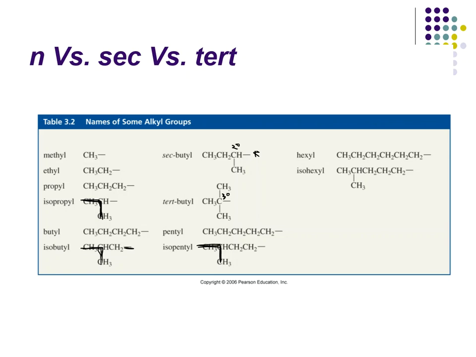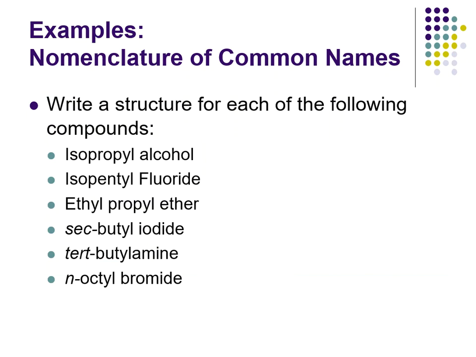Here's hexyl. 1, 2, 3, 4, 5, 6 all the way across. And here's the isohexyl unit. There's the iso unit. That's the L. And if you count the number of carbons, there's going to be a total of 6. Now, let's take a look at some examples. Let's start putting the pieces together. And here we go. Nomenclature.